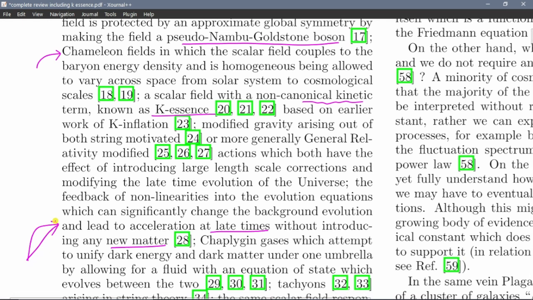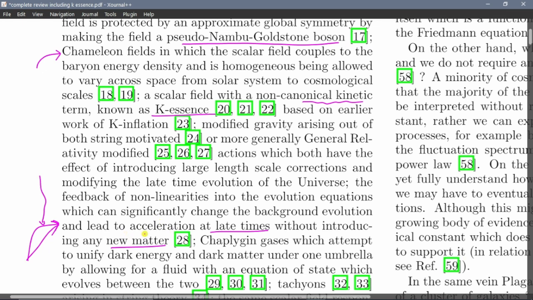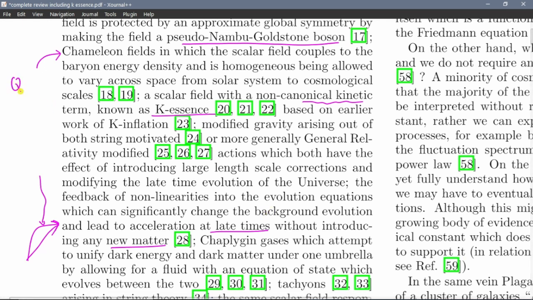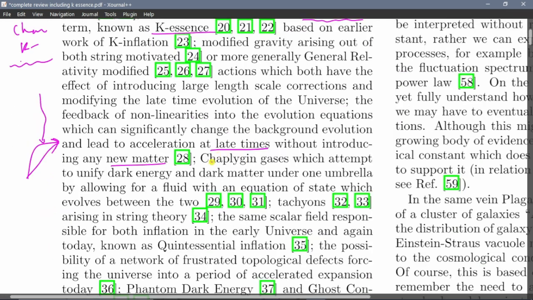It shows that if you just modify the gravity, space-time will create an effect in such a way that it will lead to an acceleration at late times. So we don't need to introduce any such different fields which actually depict the dark energy. So we have introduced quintessence and then chameleon fields, K-essence, some modified gravity fields, and so on. In the market, you can see also Chaplygin gas, which attempts to unify dark energy and dark matter under one umbrella by allowing for a fluid with equation of state which evolves between the two.